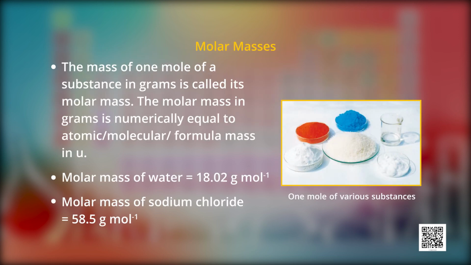The mass of 1 mole of a substance in grams is called its molar mass. The molar mass in grams is numerically equal to atomic, molecular, formula mass in U. Thus, we can conclude that the mass of 1 mole of the substance is equal to its molecular mass. For example, molar mass of water is equal to 18.02 gram per mole, and molar mass of sodium chloride is equal to 58.5 gram per mole.